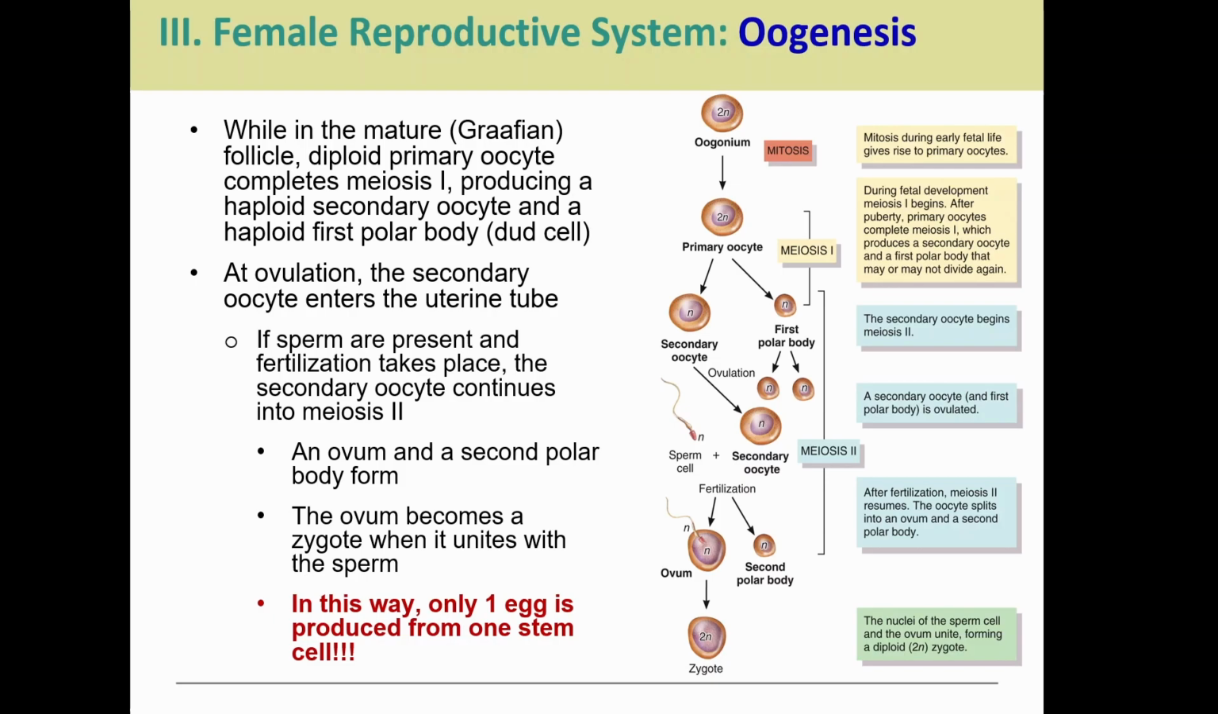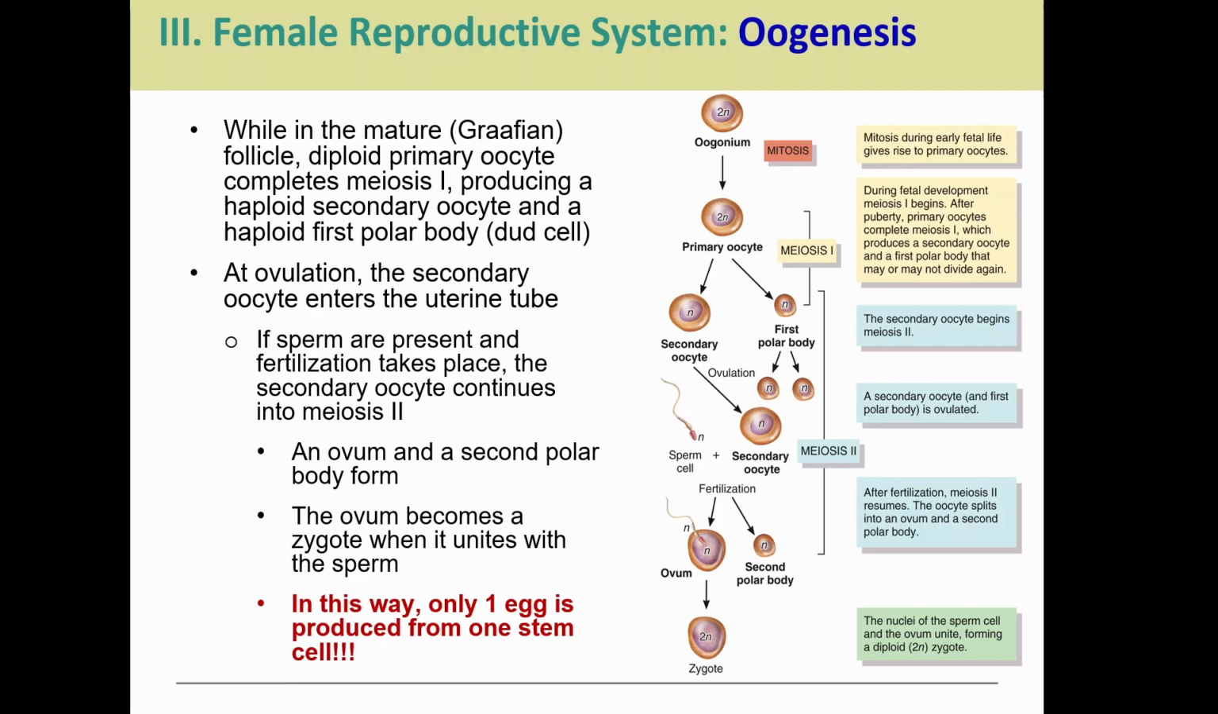And so what we're going to do instead is we're going to have one major haploid secondary oocyte, and we're also going to have a haploid polar body. The polar body is, I like to call it the chromosomal trash can. Basically, all the chromosomes that are not going to be used in the final egg product are thrown into this polar body, which is just left behind. It does nothing. It's not going to become an egg.